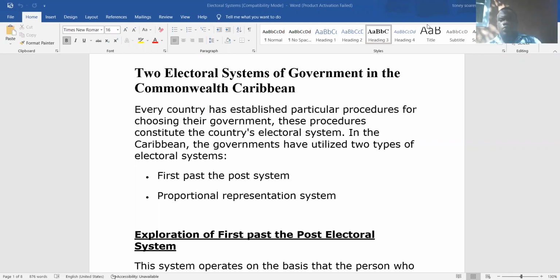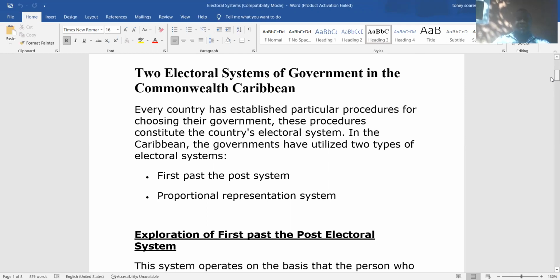For today's video, we'll be looking at electoral systems used in the Caribbean. In the Commonwealth Caribbean, two electoral systems are used to elect government. Every country has established particular procedures for choosing their government. These procedures constitute the country's electoral system. In the Caribbean, the governments have utilized two types of electoral systems. One is first past the post, and the second one is proportional representation.